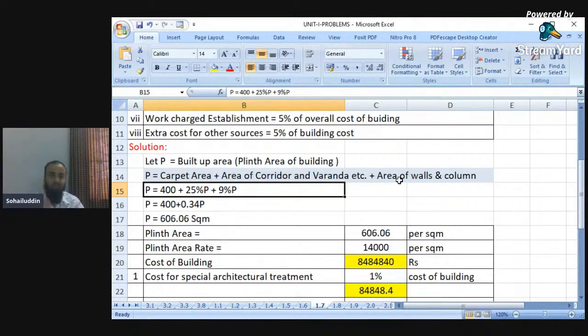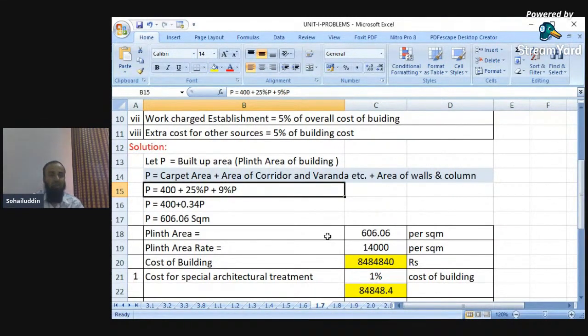Matlab, if we are considering the total as 100%, then in 100%, 25% of the area will be taken by veranda and corridors, and 9% of that area will be taken by the area of walls and columns. Again, carpet area is given as 400. So 400 plus 25% of P plus 9% of P. In this way, P is nothing but the plinth area.